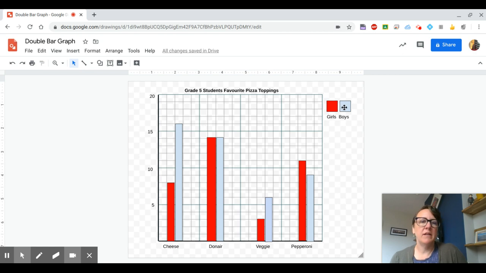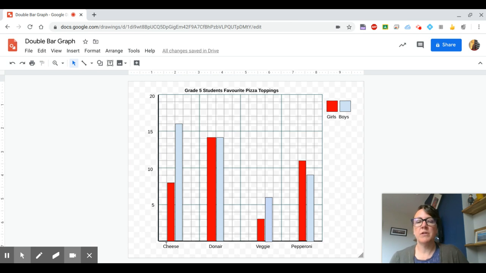Over on the side is what we call your legend, and you want to be able to tell people what these bars represent. So in my case, I did a red bar represents the girls in grade 5, and the blue one represents the boys in grade 5.